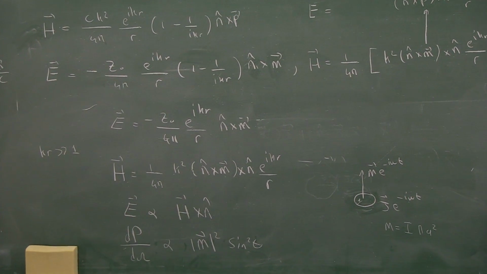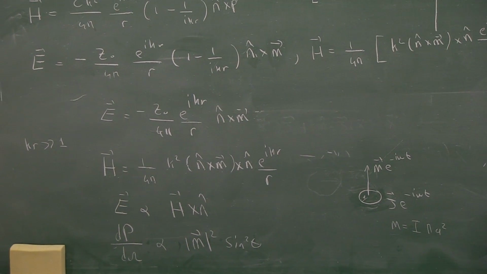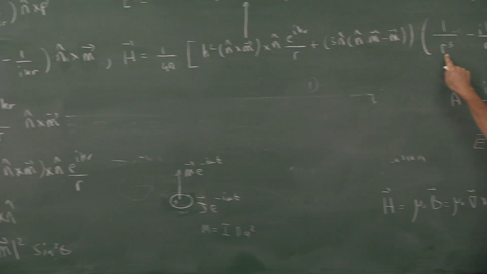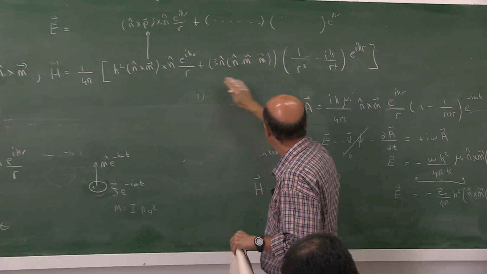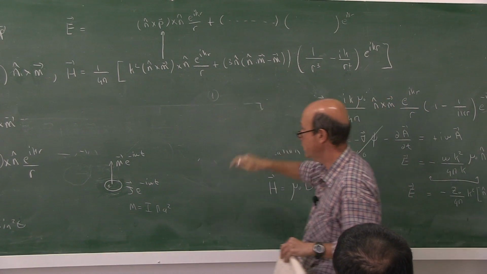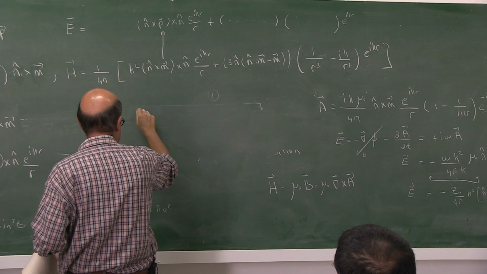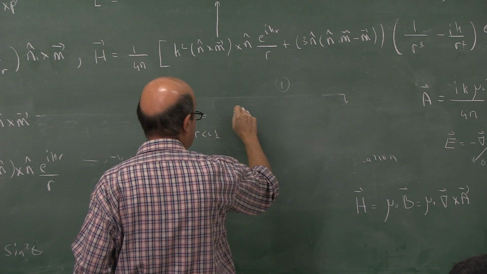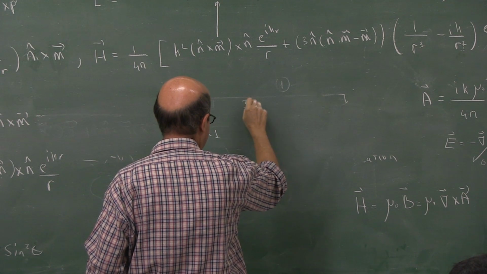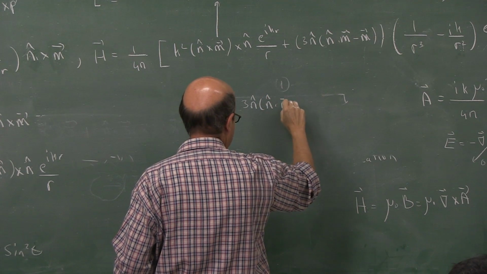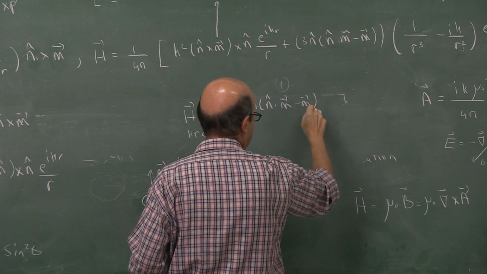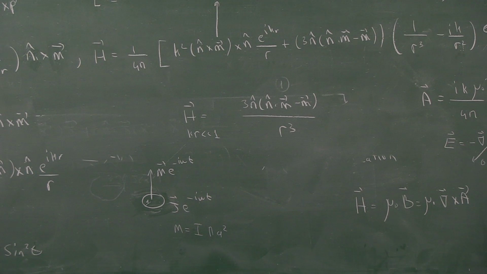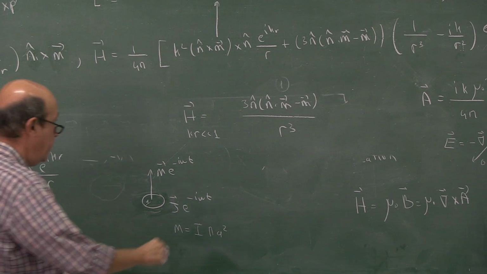So that will be a dipolar radiation. If you go to the near zone, which term will be dominated? This term goes as 1 over r cube. So 1 over r is not important, 1 over r square is not important in the near zone. Only important term is what? H, when kr is small, then the important term is 3 n hat n dot m minus m over r cube. So you have 1 over 4 pi also.